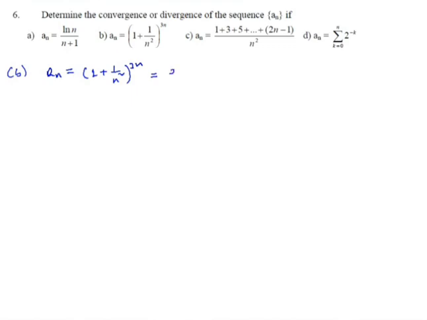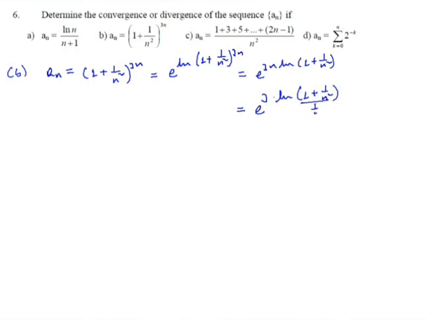This is the same as e to the power of ln of (1 plus 1 over n square) the whole to the power of 3n. This is again the same as e to the power of 3n times ln of 1 plus 1 over n square. This can again be written as e to the power of 3 times ln of 1 plus 1 over n square, over 1 over n.